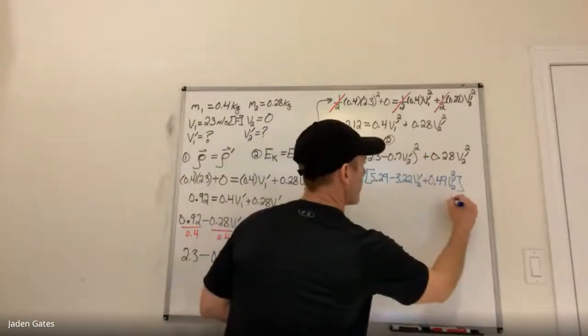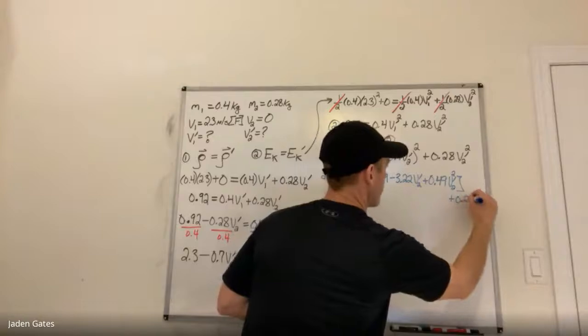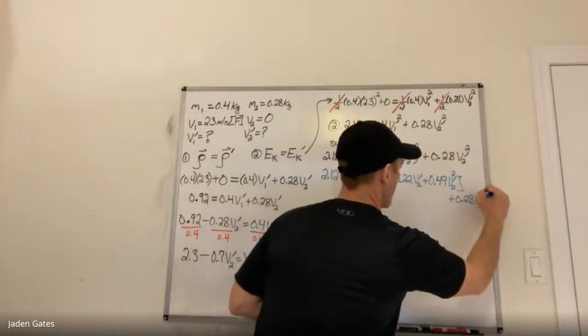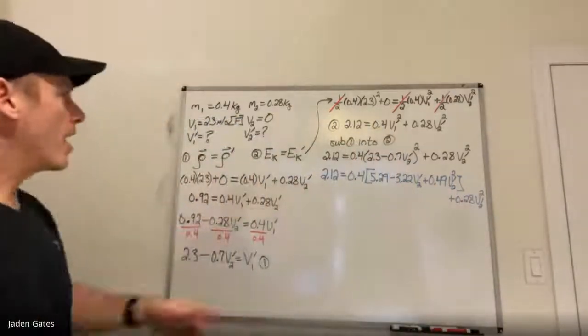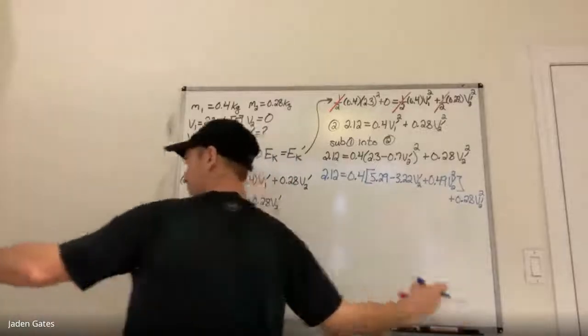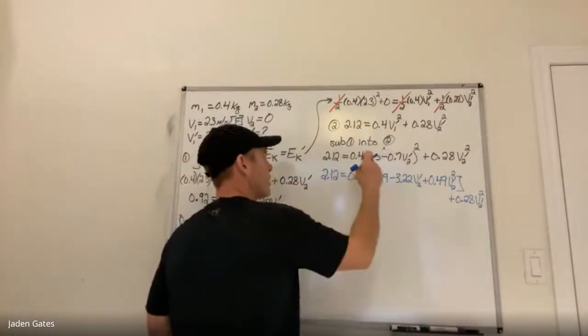And I can't forget this last term I got over there that I don't have really room for, but I'm going to throw it down here. 0.28 v2 prime squared. Woo! All right, now I got a rainbow rule here. It's getting simpler. I know it doesn't look like it, but it is.